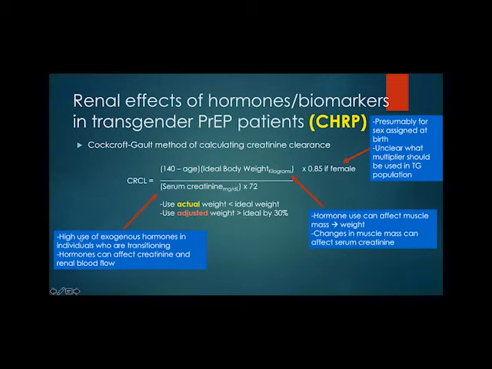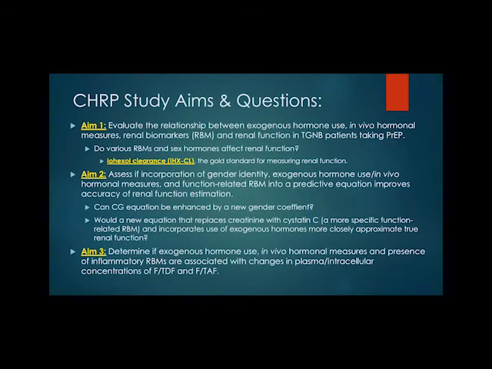It's a problem because when you look at the inputs of this equation, serum creatinine, the transgender population is a population that is using a high amount and high doses of hormones. And we know that hormones can affect renal blood flow and creatinine. Hormones can also affect muscle mass and in turn body weight. And creatinine is a byproduct of muscle breakdown, so it can also affect serum creatinine. And then the original equation had this 0.85 multiplier if you were a female. So presumably this was based on sex assigned at birth, but for the transgender population, it's unclear what that multiplier should be. So our study has three aims.